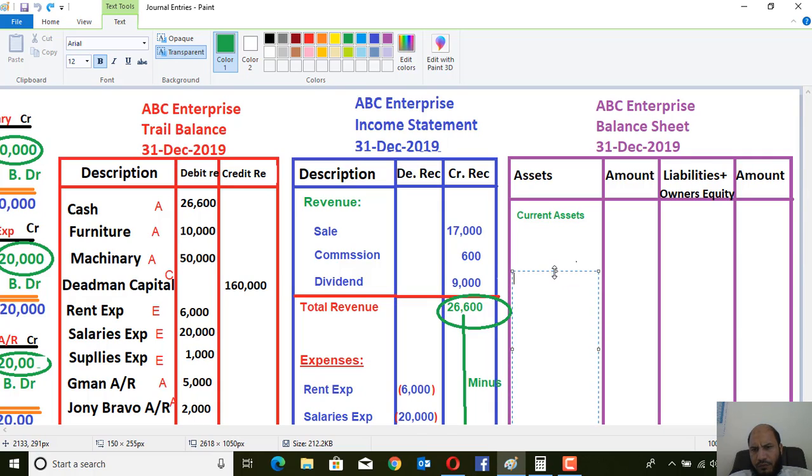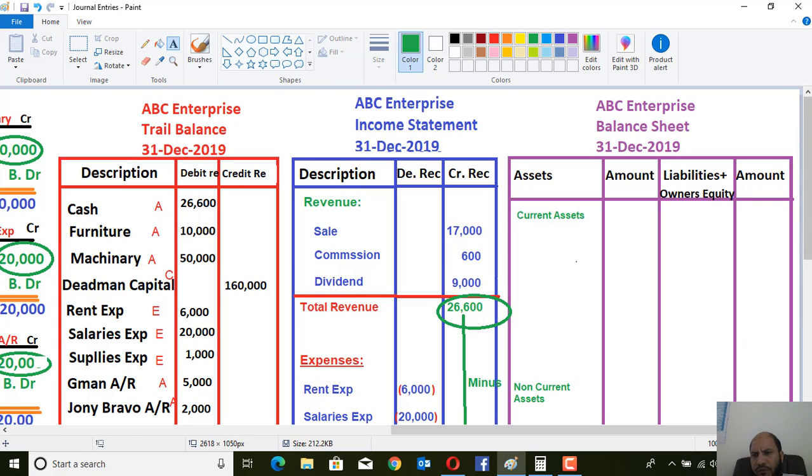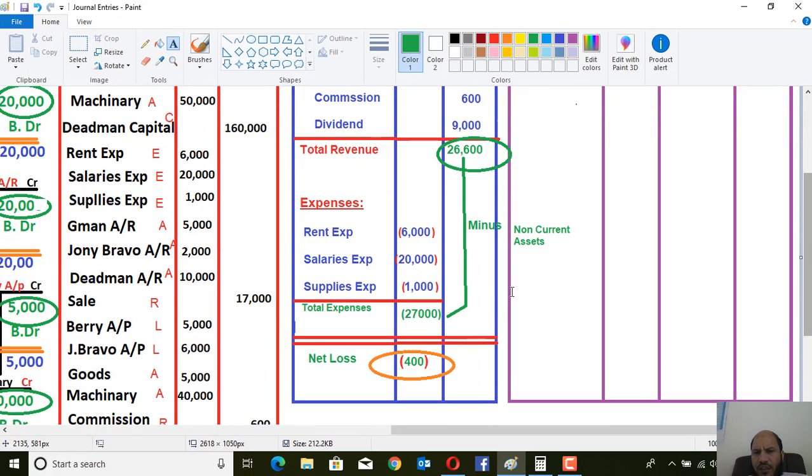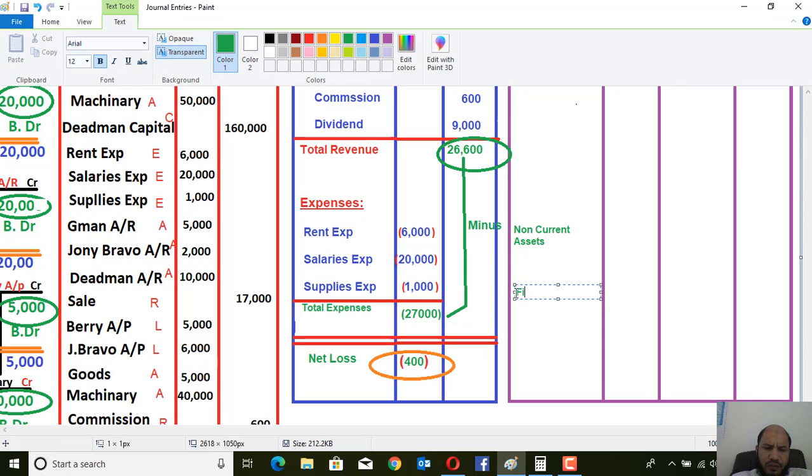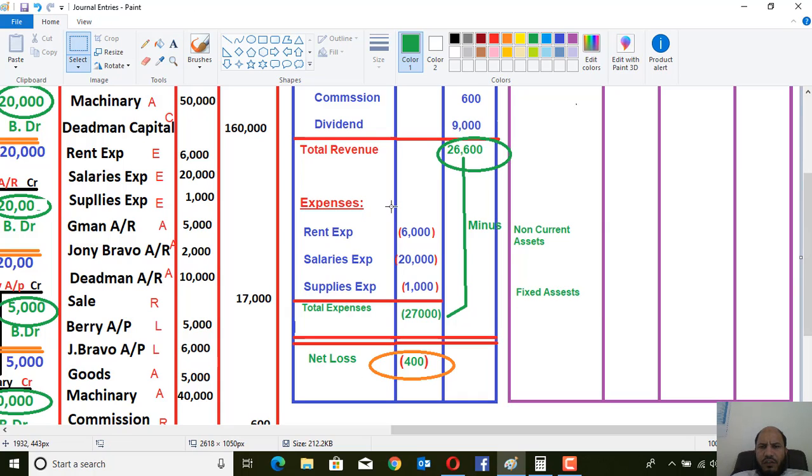Non-current assets. We also have another type of asset which is called the fixed assets. It's also called property, plant and equipment. So these are the different names for one thing.